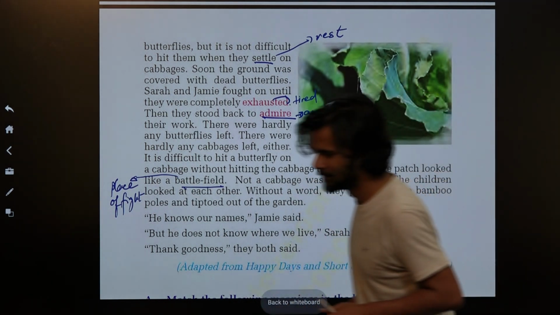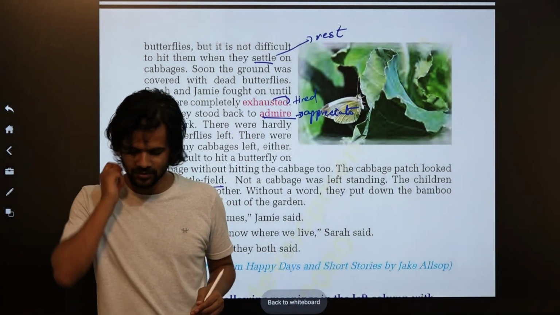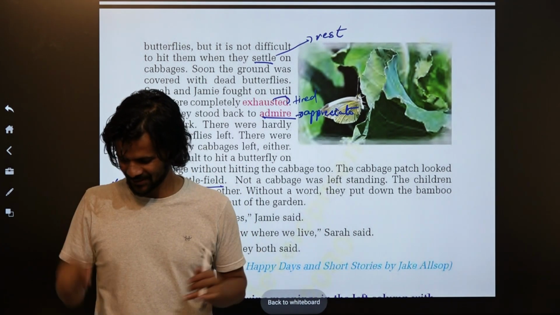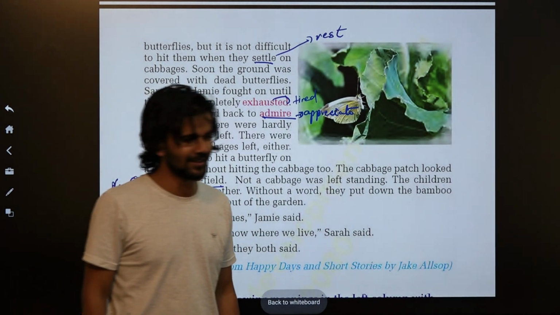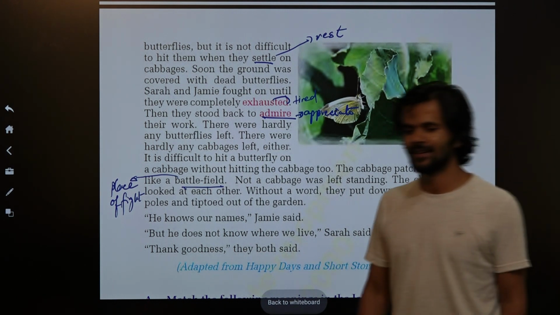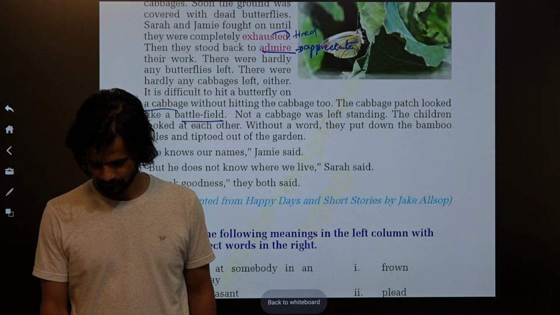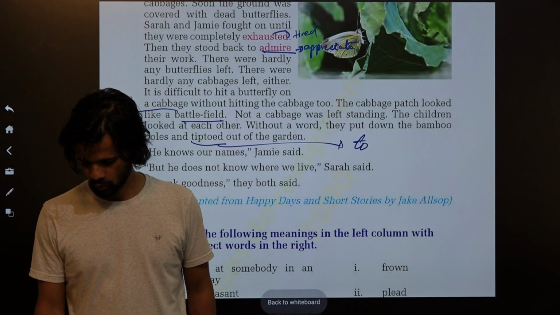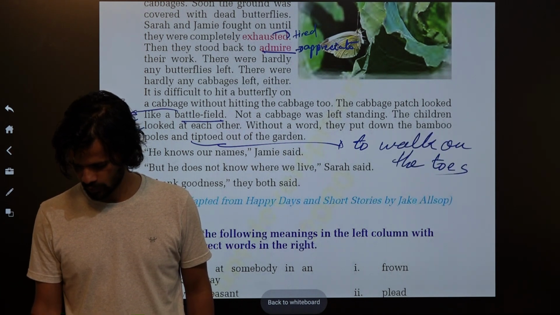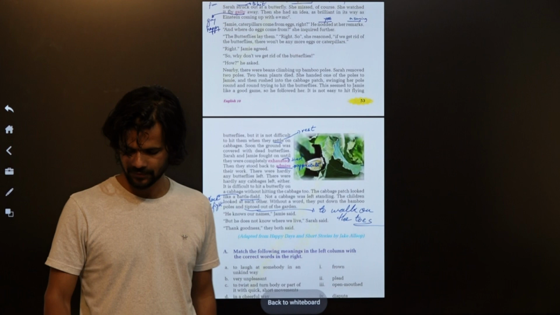He knows our names, Jamie said. Jamie said, he knows the names, but he does not know where we live. Thank goodness, they both said. They ran away. Tiptoed. To walk on the toes. Okay. So with that, we finish this lesson.